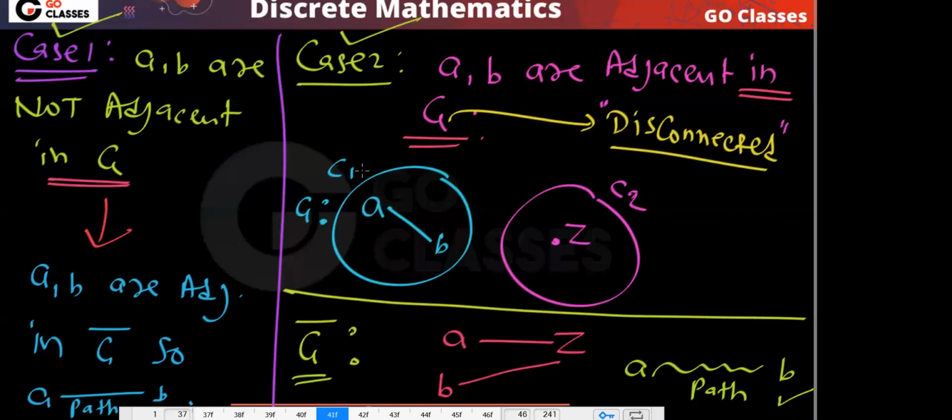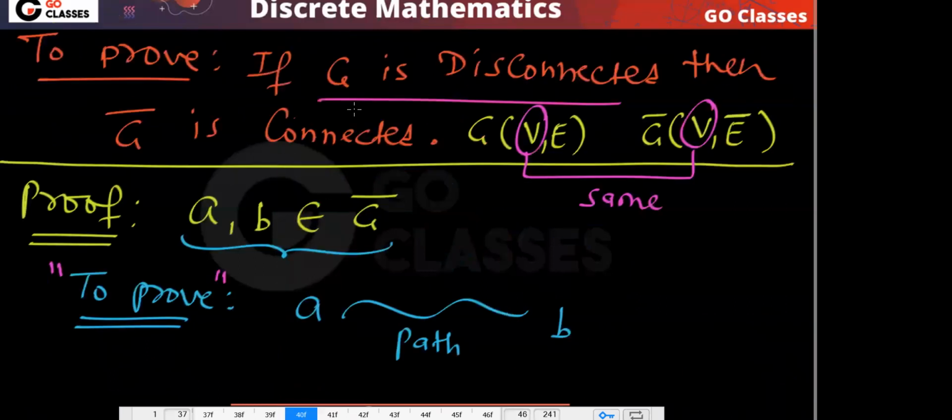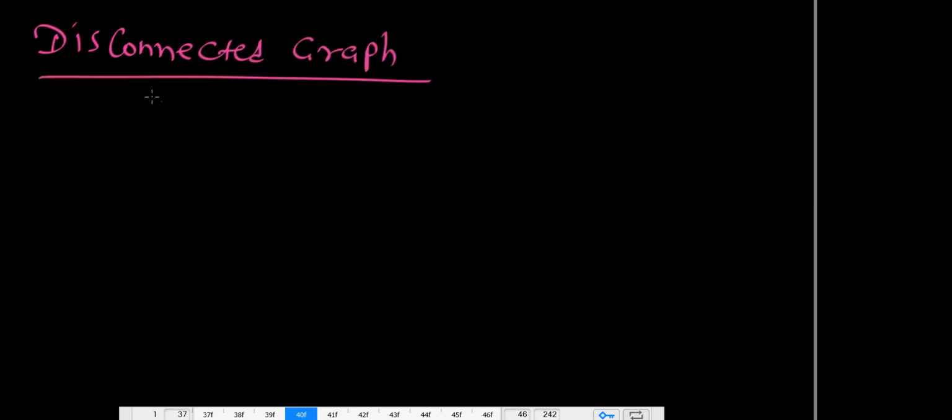Okay, just understand, please understand. G is a disconnected graph. This is given to you. What does it mean if a graph is disconnected? Tell me, first, disconnected graph means what?